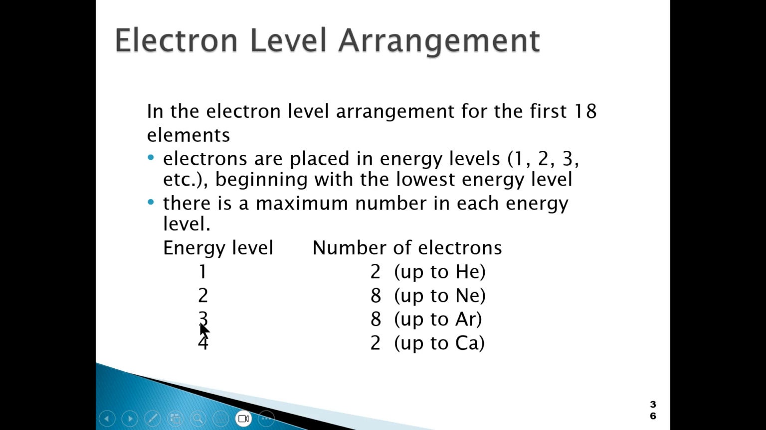And then what you'll find is that for the third energy level, 8 more electrons will go into that energy level, and this is up to argon. And then for the fourth energy level, 2 electrons will go into that energy level, right? So basically our limit in terms of determining how the electrons are arranged for our level would be up to calcium, all right?